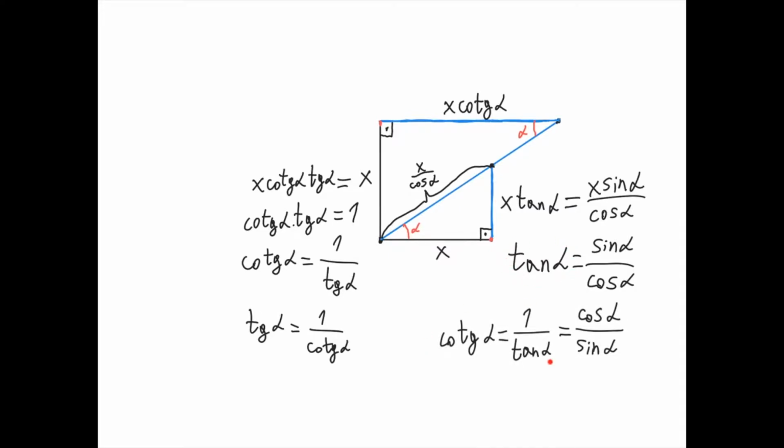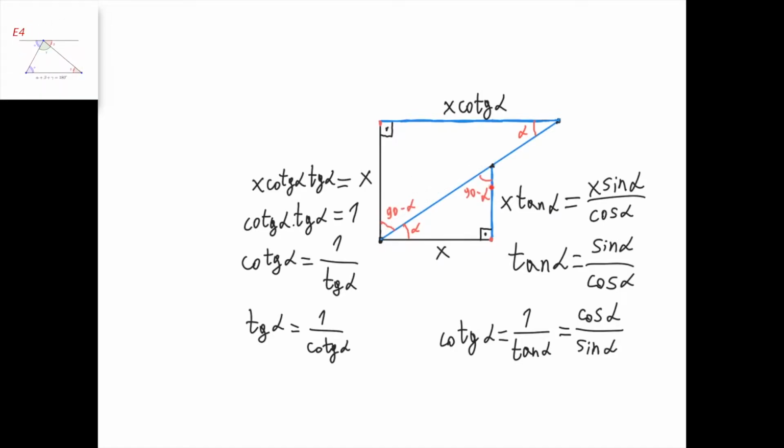Now, using this equality for the tangent and the cotangent, we can find that the cotangent of alpha is the opposite ratio, cosine of alpha divided by sine of alpha. By the way, this equality is again not really surprising, considering that the cotangent of this angle alpha, for example in this triangle, is the ratio between this side and this side, and the tangent is the reverse ratio, the ratio between this side and this side. And so this equality must hold.